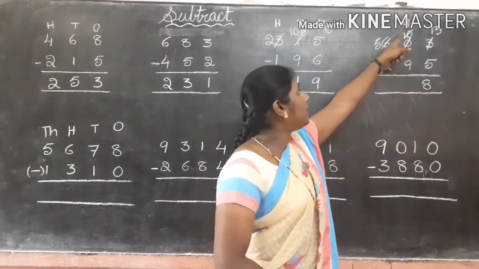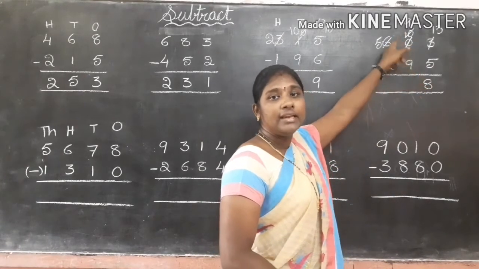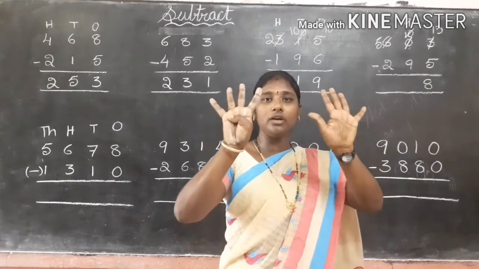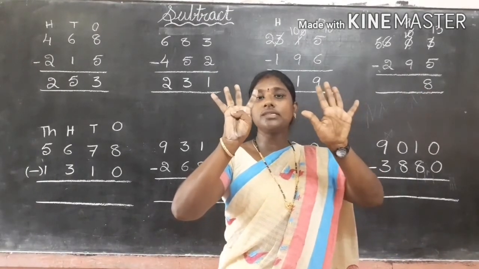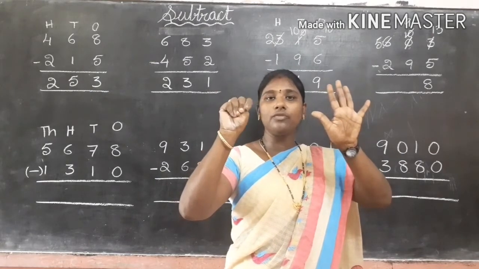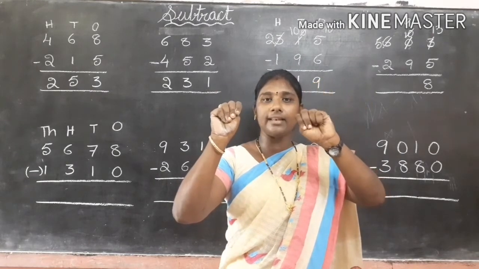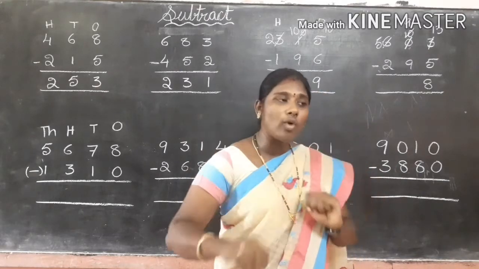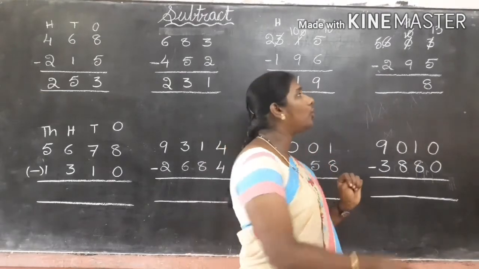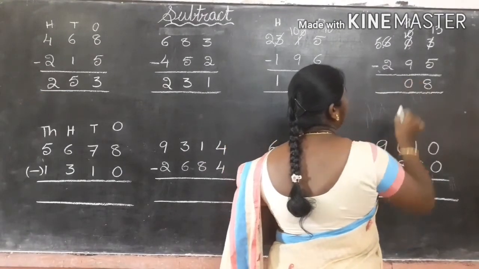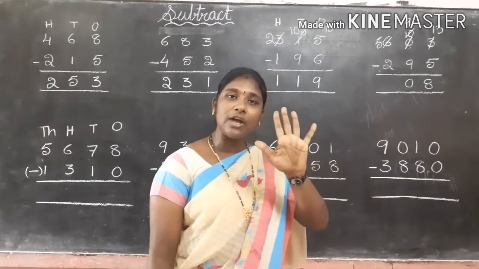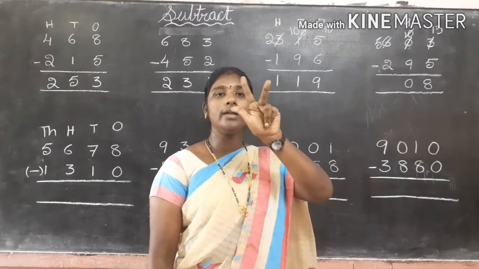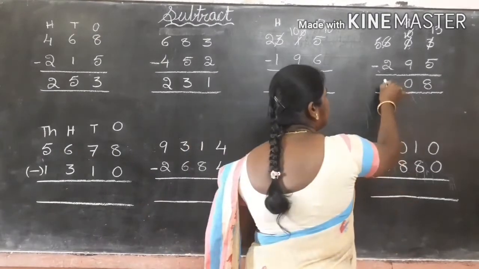Next, here up number is 9. Down number also 9. 9 minus 9, 0. Shall we take 9 fingers and close 9? 1, 2, 3, 4, 5, 6, 7, 8, 9. Shall we close all the fingers? Are there any fingers remaining? No. So then what is the answer? 0. Next, here up number is 5. Take 5 fingers. Down number 2. We have to close 2. 1, 2. Remaining 1, 2, 3. So the answer is 3.